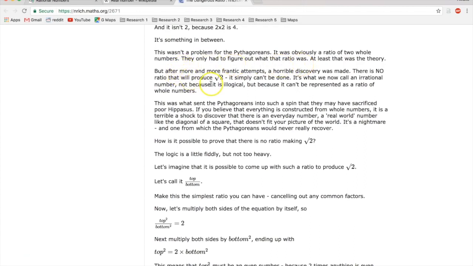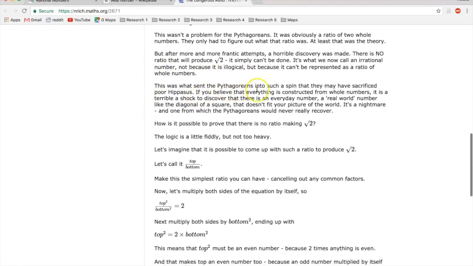But after more and more frantic attempts, a horrible discovery was made. There is no ratio that will produce the square root of 2. It simply can't be done. It's what we now call an irrational number, not because it's illogical, that's exactly what it is, but because it can't be represented as a ratio of whole numbers. This is what sent the Pythagoreans into such a spin that they may have sacrificed poor Hippasus.